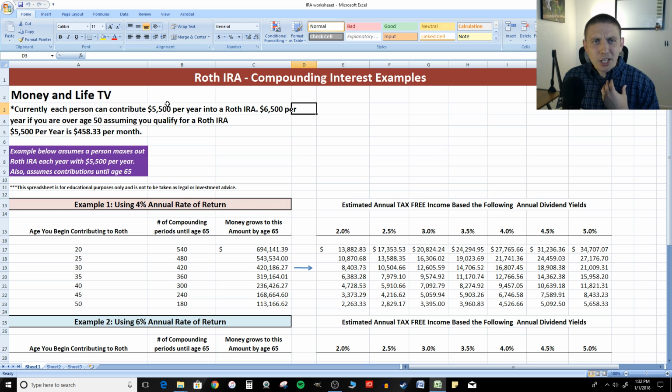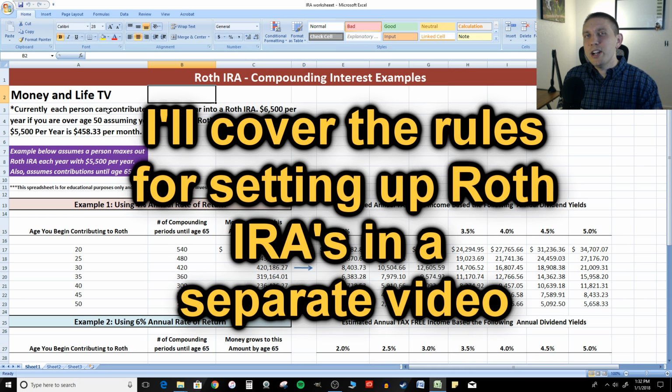So let's get started. Like I said, this spreadsheet is going to be available for download, and I'll link it up in the description section below this video. Now, I'm not going to cover all the rules of a Roth IRA because I'm going to do another video coming up soon that's going to cover all the rules you need to know to establish and open a Roth IRA.